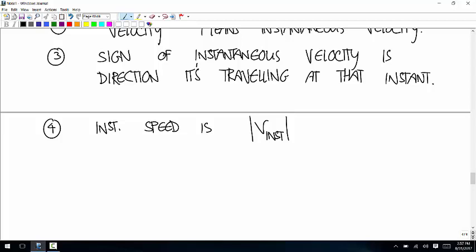So you can think of the instantaneous velocity as having a magnitude and a direction. The sign is the direction, and the absolute value is the magnitude. So if you're told that a car is moving with a speed of 30 meters per second in the positive direction, then the instantaneous velocity is positive 30. If you're told it's moving with a speed of 40 meters per second in the negative direction, then the instantaneous velocity is negative 40 meters per second. It's just a combination of that direction and that instantaneous speed.